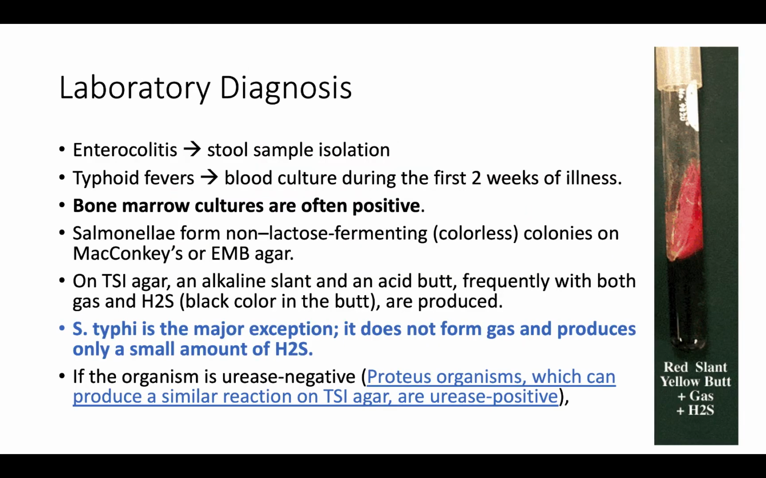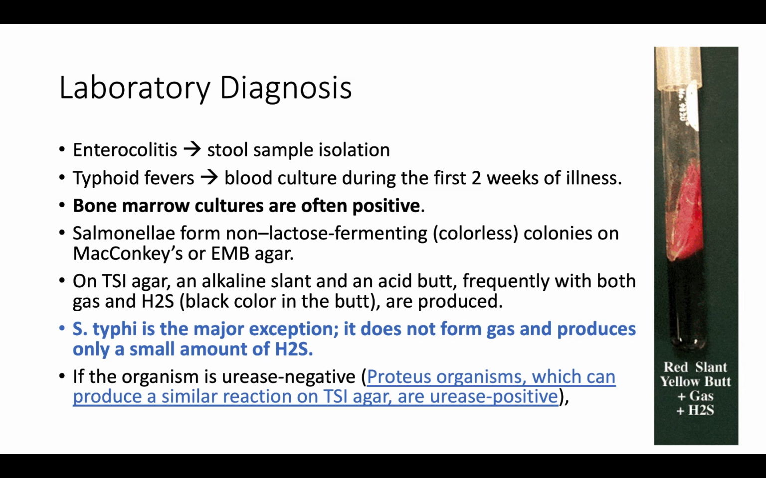Lab test: we know it's an H2S producer, so it's going to give you the black color. It's not a lactose fermenter, so you won't have acid at all, so it's going to be red with black on it. So red slant, the yellow butt for the glucose you will not see, as it will be covered by H2S, and there will be gas production. For enterocolitis, if you want to diagnose it, just take a stool sample and run it, and then you'll get this variant.